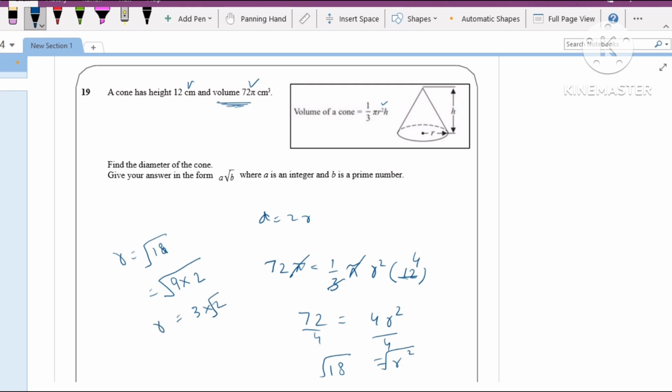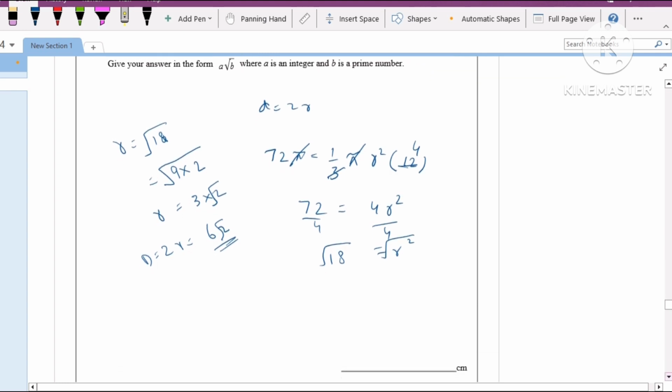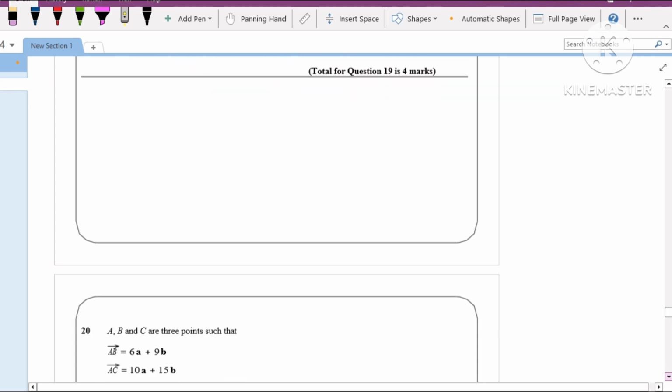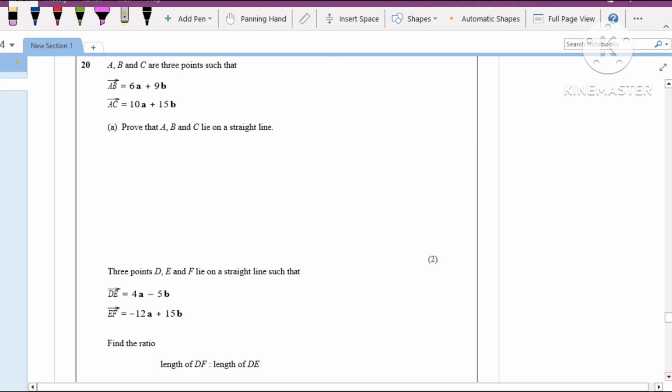We will make it double to make it the diameter. Just double it. 3 times 2, 6 square root 2. This is your answer in the form of a surd. So this is question number 19. The next question is question number 20. This question is about vectors. A, B, C are points such that, this is an even simpler question.